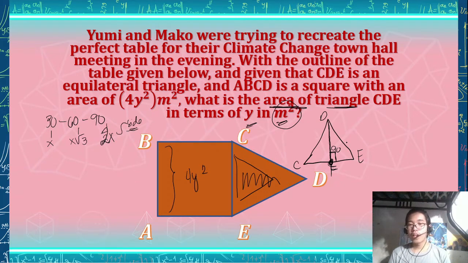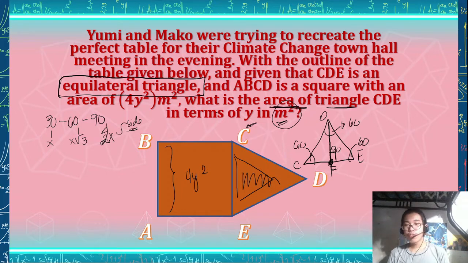So how do we know that we have a 30, 60, 90 triangle here, that we're going to use the 30, 60, 90 rule? It's because of this clue. We have an equilateral triangle, so the angle measurements here are going to be 60. So this should be 60 degrees, this should be 60 degrees, and this other measurement should also be 60 degrees. Okay, so we now found the angle measurements, and we've justified that we're going to use the 30, 60, 90 rule.